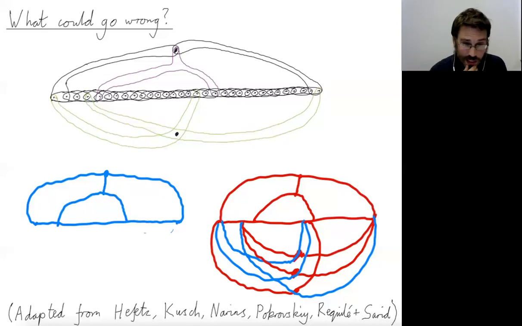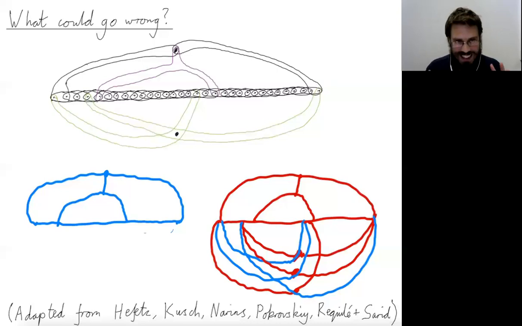In the example that Hefetz, Kusch, Narins, Pokrovskiy, Requilé, and Sarid actually gave, they worked with a 5-regular hypergraph rather than a 3-regular hypergraph. But that's a bit harder to draw in the pictures. So I've gone with this example, even though if I wanted to make this precise, the arguments would in the end be more complicated than theirs.